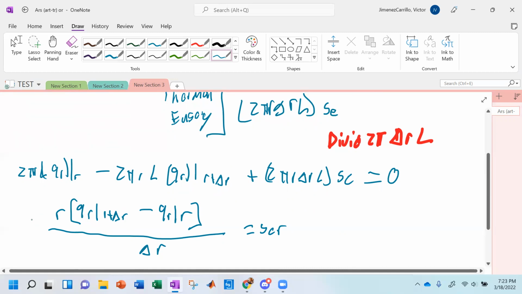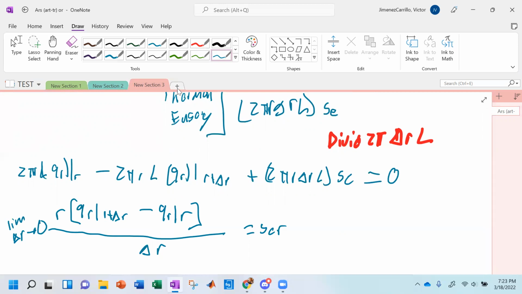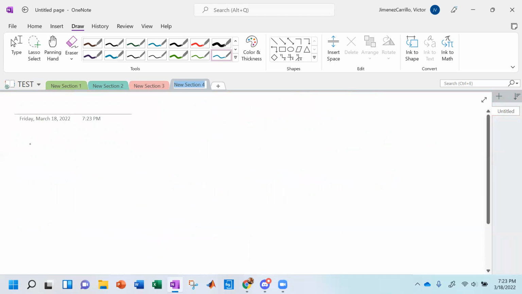What does this look like to you? A derivative. Ah, yes. Remember, in Calc 1, it's called the first derivative. That looks beautiful because you have a del r in the bottom. So we take the limit of this as delta r approaches 0. We get a beautiful looking derivative: d/dr of r Q_r, and it's all still equal to S r.